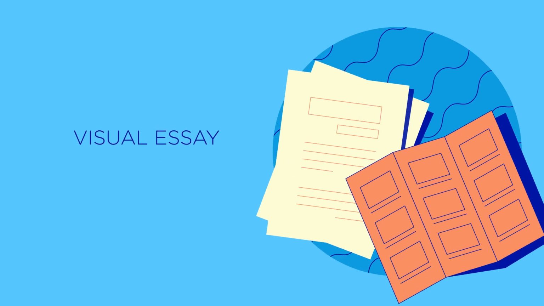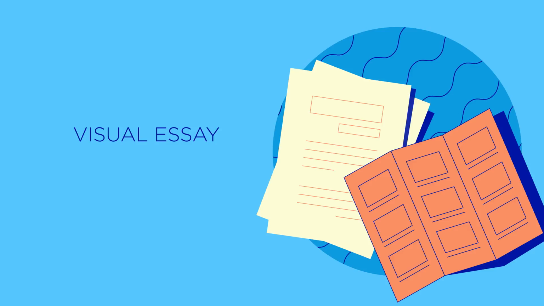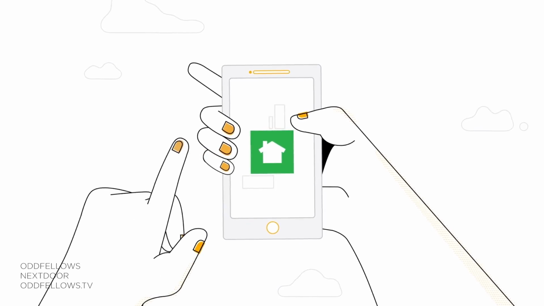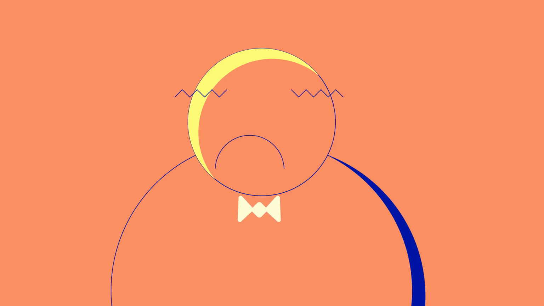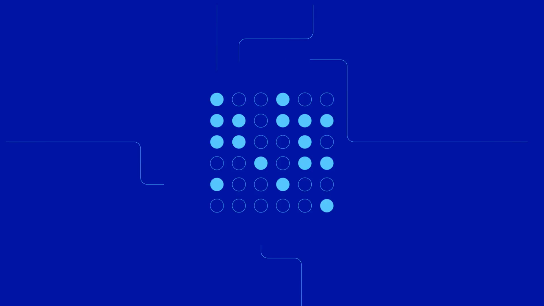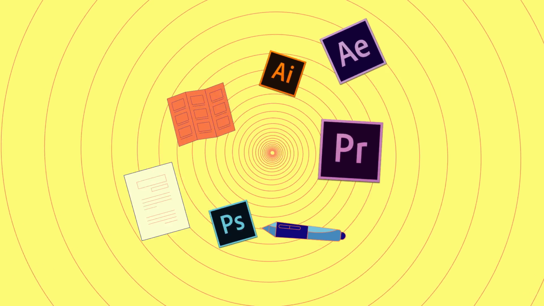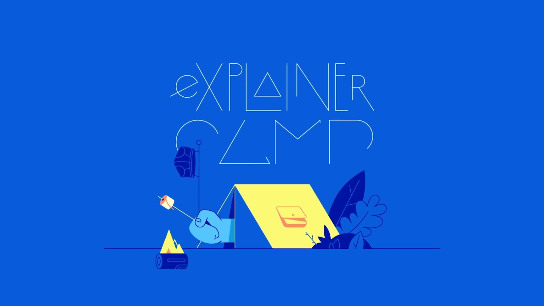The explainer video, also referred to as a visual essay, is a staple in the world of motion design. Stay in this industry for long enough and you'll become quite familiar with this type of project. But the fact that explainer videos are so common doesn't mean that they're easy to produce. The clients can be tricky to manage, you may have to visualize something really complex, and the production workflow can be tough to wrangle, which is why we've built Explainer Camp.